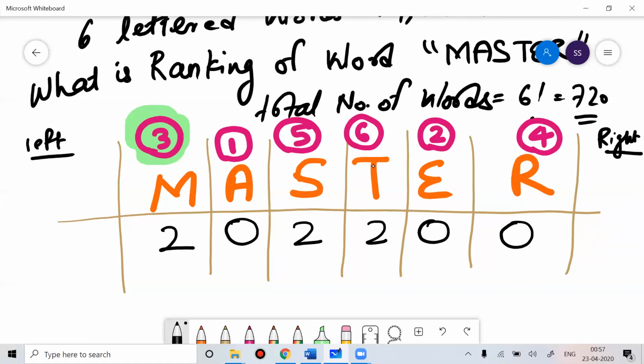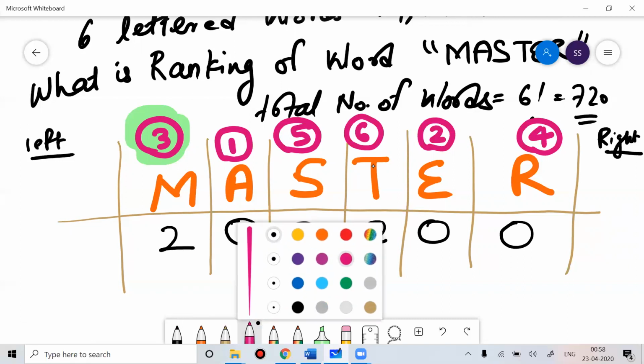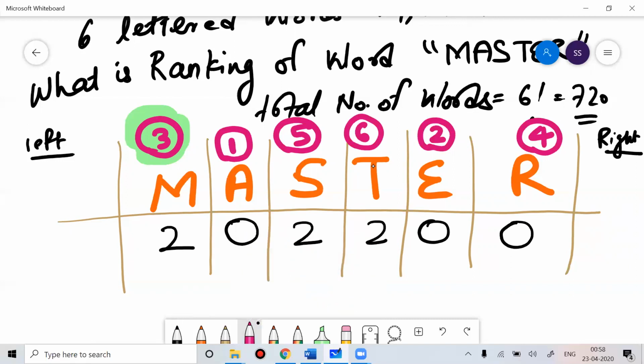Now once you're done with this, you have to multiply them. You multiply them one by one. Start from right to left side. So you multiply the first number you got for the first letter from the rightmost side with 0 factorial. This would be 1 factorial. This will be 2 factorial. This will be 3 factorial. This would be 4 factorial. And this is 5 factorial. So go from right to left and multiply them.